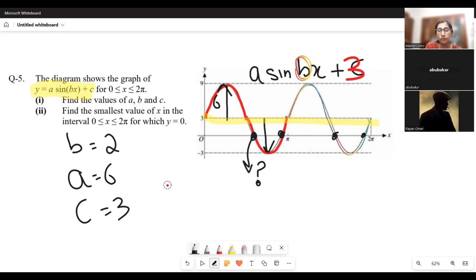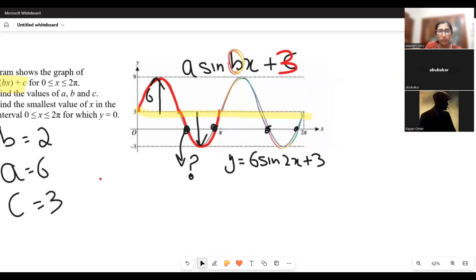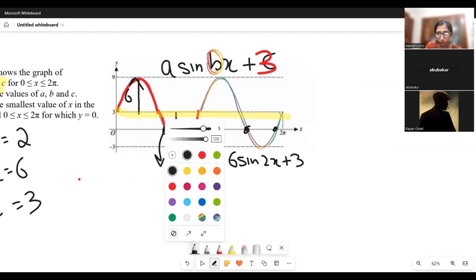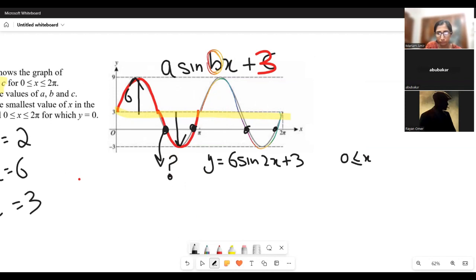So let's start solving the given equation. The equation is y equals 6 sine 2x plus 3, where x is between 0 to 2 pi. Y has to be replaced with 0 because you're told that y is equal to 0. So I'm going to replace this with 0. Now the other problem is that here the input argument is 2x, and here it's x. We have to fix that, and we do that using substitution. Let 2x equal u. So we have 0 equals 6 sine u plus 3.